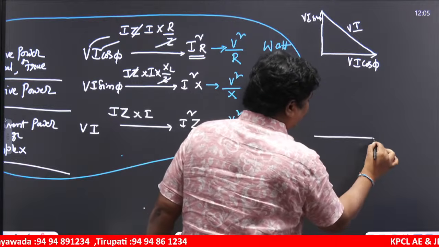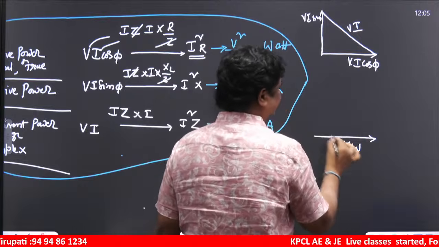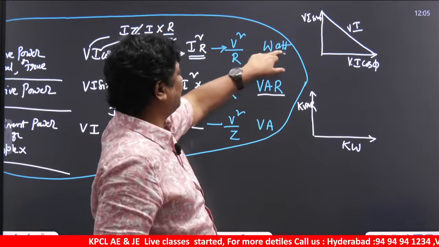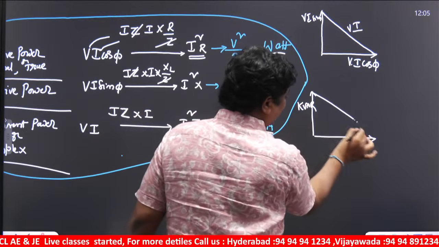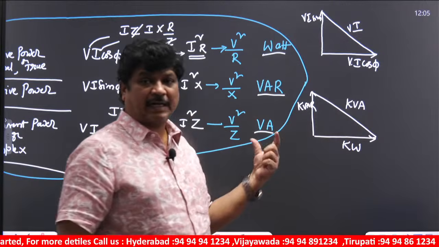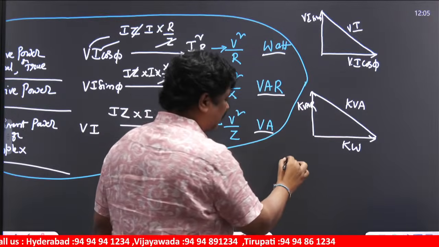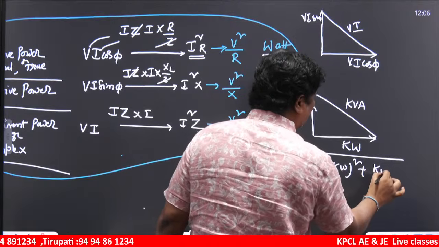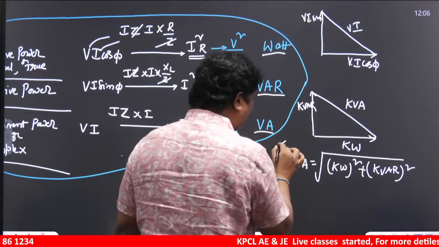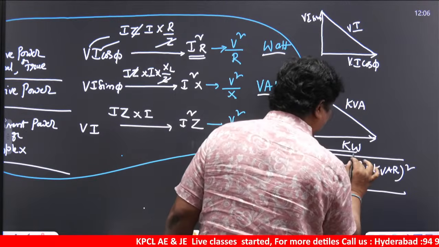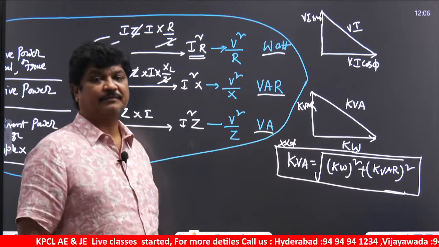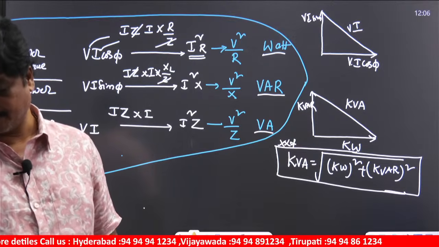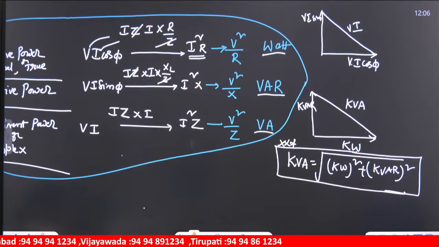Now, VI cos phi is in kilowatts. Reactive power is in kVAR. Now what about the resultant? It is kVA. According to Pythagoras, how to write kVA? kVA is equal to square root of kW square plus kVAR square. It is a very, very important formula, especially for our exam. This is the model question given in the KPTCL exam.